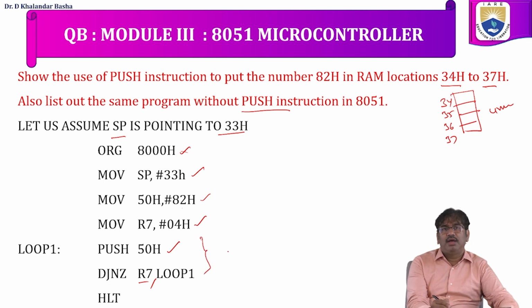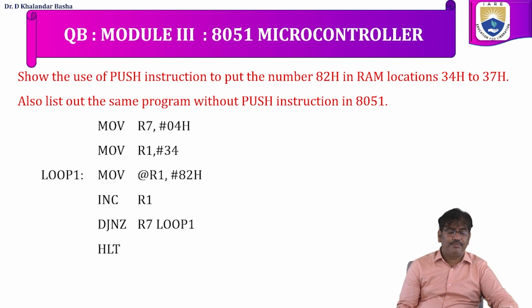So these 2 instructions will be executed 4 times, loading the 50H memory location data into the memory locations starting from 34 to 37. Once all the data is copied, this condition fails, it will come out of the loop, where we can terminate the program by using the HLT instruction.